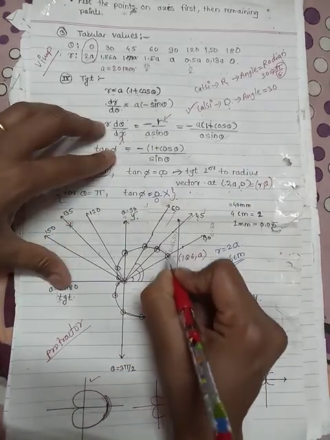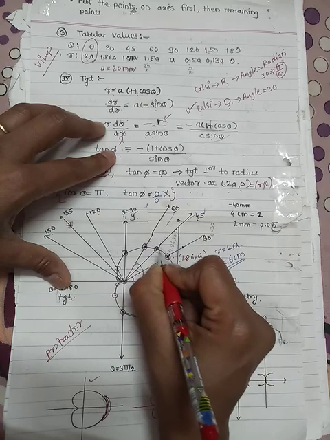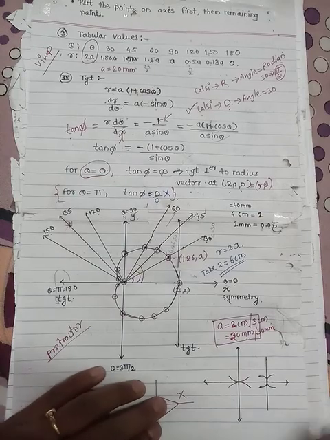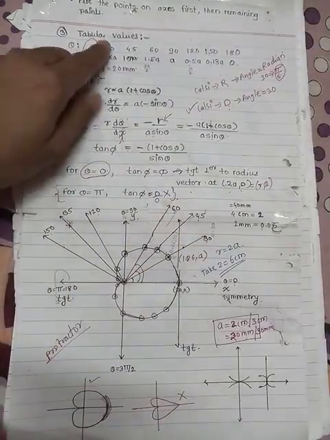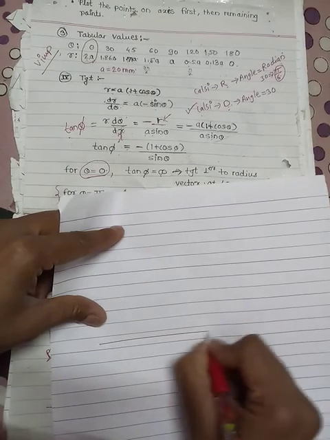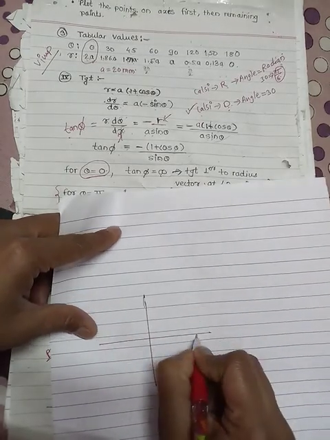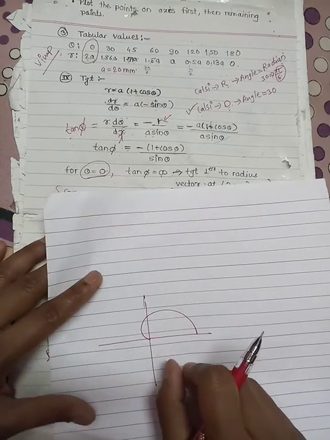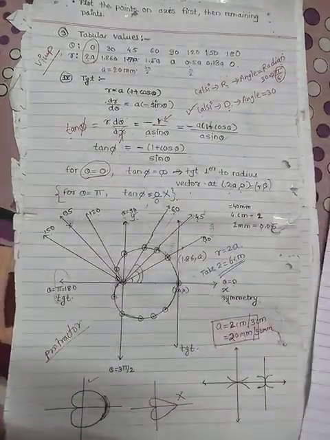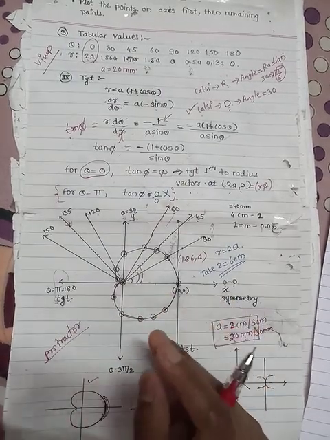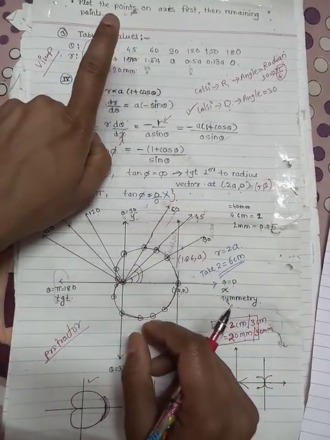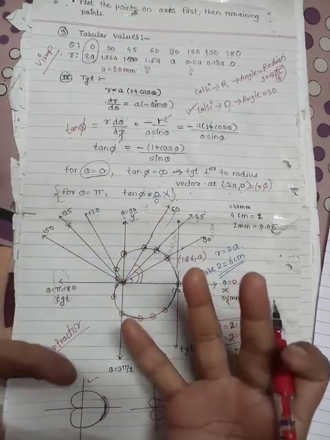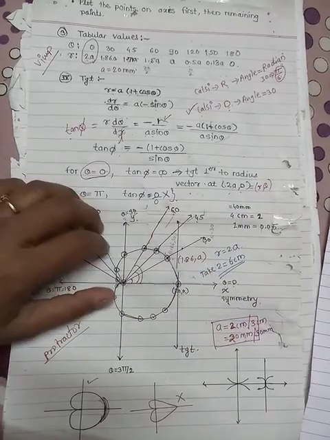So now join these points. First 2, 3, 4, 5, 6, 7, 8, 9. So here, by using this table, we get this. But this is not the final curve. For that, 2 points are very important. First is the table. Using this table, plot the points, and by using the symmetry condition, we can complete the curve, or we get the complete curve.